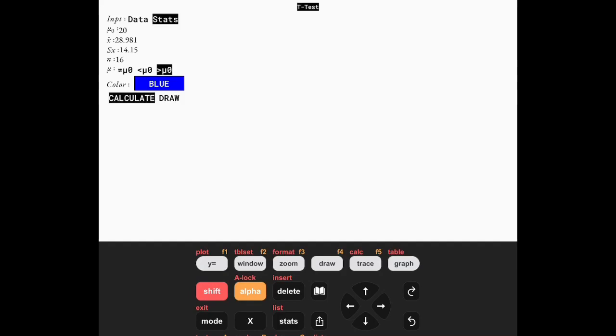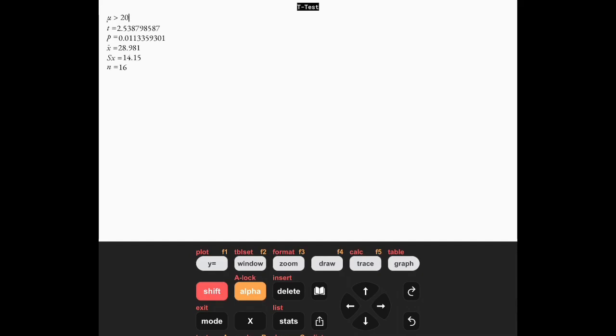So first of all, this first number says mu sub 0. This is the number that comes from your hypotheses. So I have 20 entered in here. And then x bar, that's the sample mean that we already found, 28.981. And then sx, which is 14.15, that was our sample standard deviation. N, our sample size, is 16. And then you have to choose which symbol you used in your alternative hypothesis. We used the greater than symbol. And then I'm just going to go down to calculate and press enter.